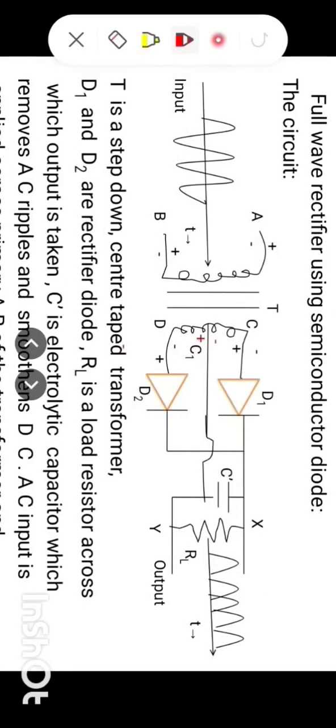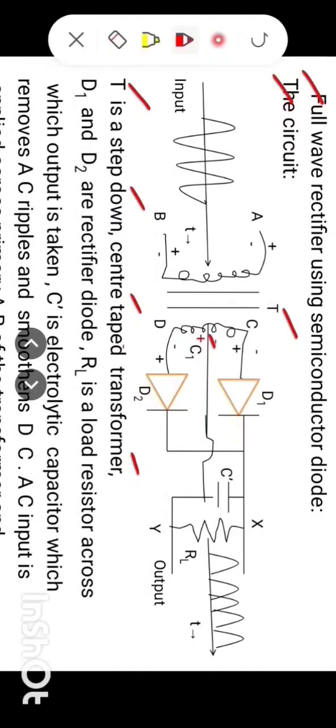After learning about half wave rectification using semiconductor diode, now we come to full wave rectifier using semiconductor diode. The circuit. Look at this circuit. T is a step down center tapped transformer. So this is center tap transformer. So this is the center tap at C1.